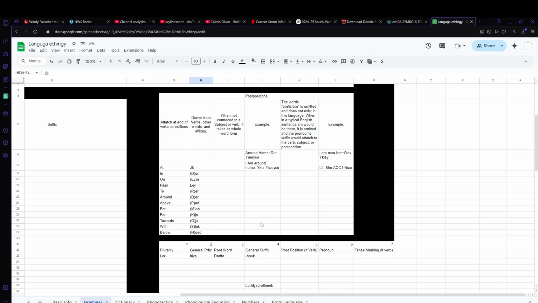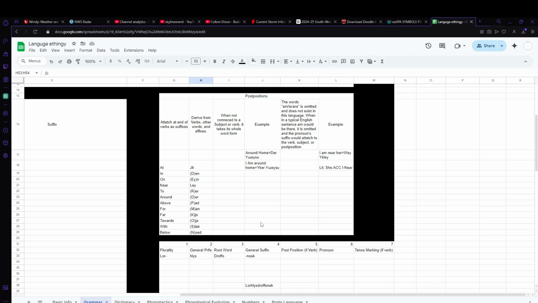All of my prepositions or postpositions that I have currently are derived from nouns. At is yet, in is then, on is in, near is lay, to is were, around is der, above is pad, for is man, far is go, towards is oya, with is slack, below is need.